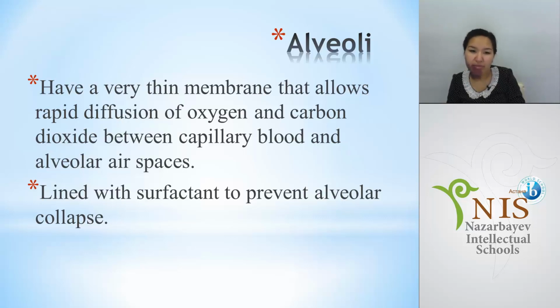What are alveoli? Alveoli have a very thin membrane that allows rapid diffusion of oxygen and carbon dioxide between capillary blood and the alveoli. The alveoli are the gas exchange system, where diffusion happens. It means we give oxygen to our blood and get rid of carbon dioxide from our blood. They are lined with surfactant to prevent alveolar collapse.